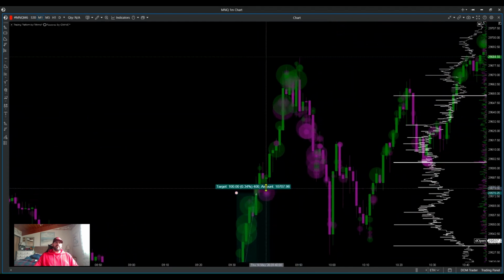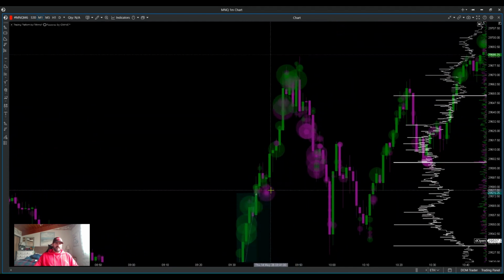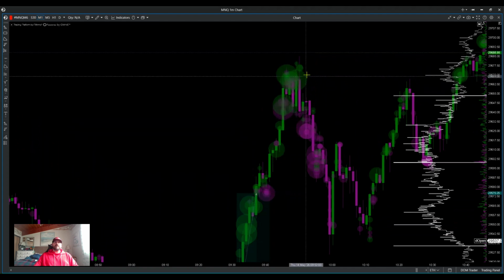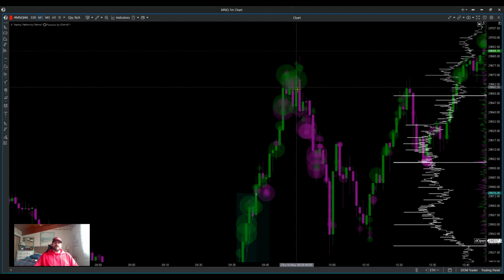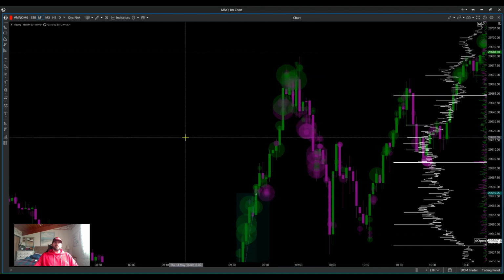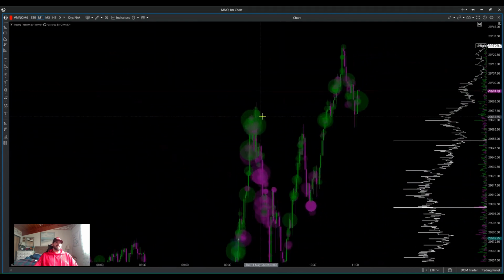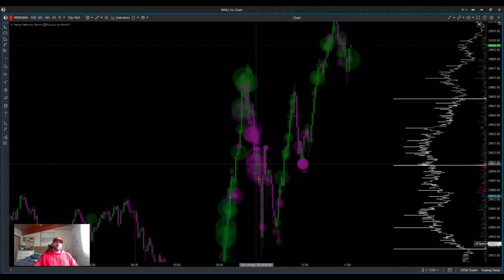You can see how buyers just kept stepping in. Sellers stepped in, but they got absorbed by the buyers and continued higher. And then look what happened up here. Buyers got absorbed. Sellers stepped in. This swept the highs, right? Or almost swept the highs. Sorry, almost swept the highs. Sellers stepped in. Boom, boom, boom.